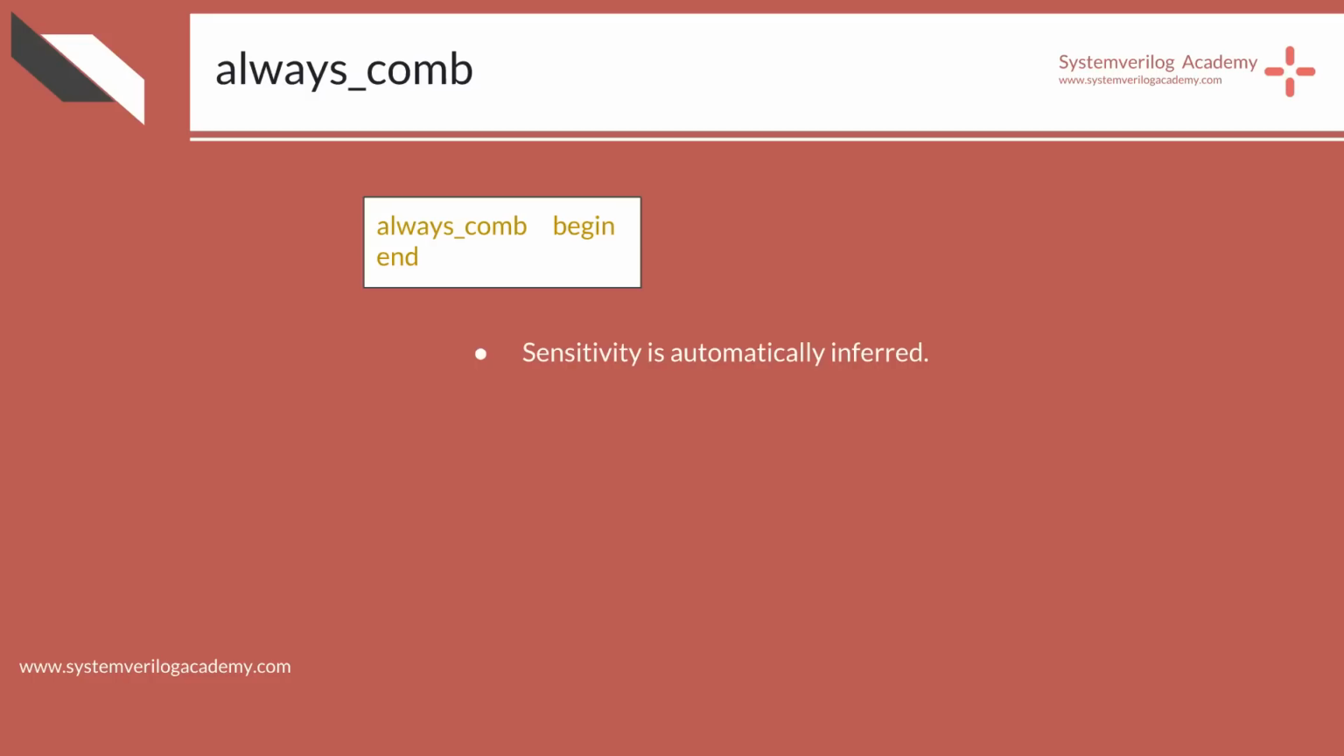logic. This inferred sensitivity list includes every signal that is read by the procedural block, if the signal receives its value from outside the procedural block. The semantic rules for always_comb are standardized. Therefore, all software tools will infer the same sensitivity list.